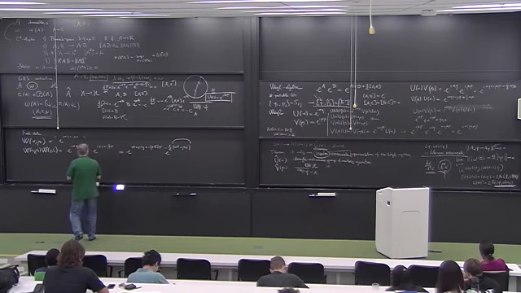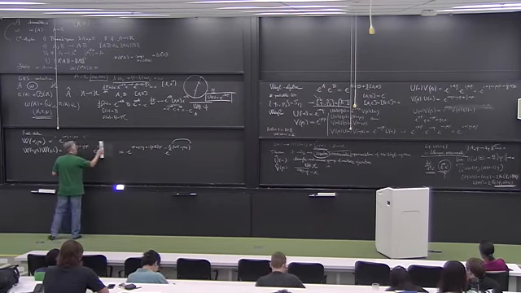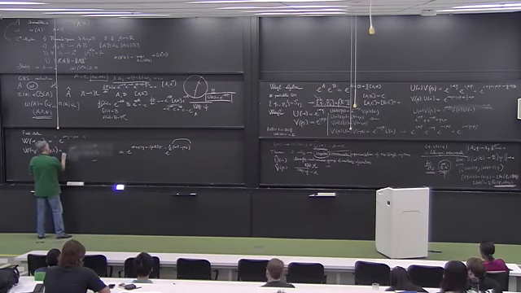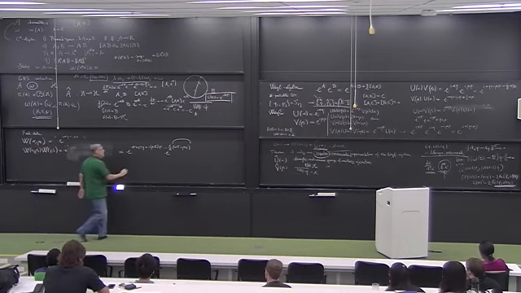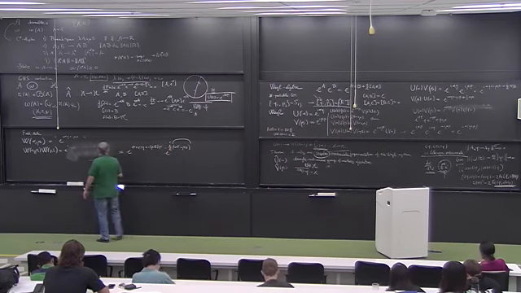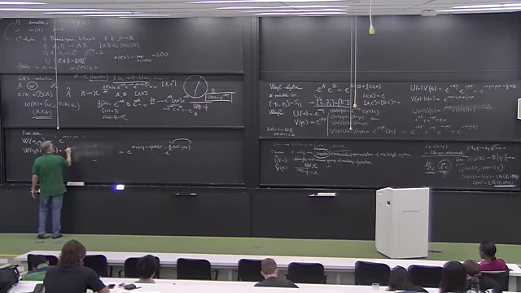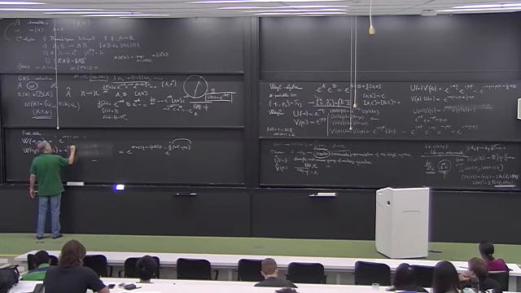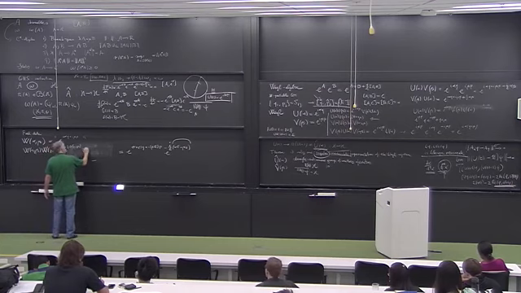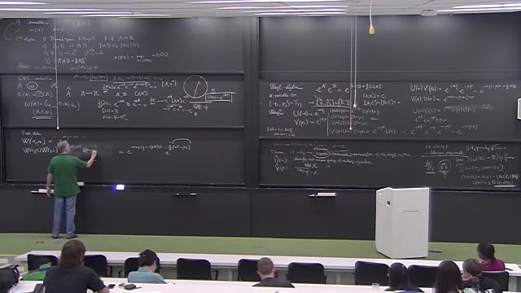So this is e to the i, there is an i here, over 2, alpha delta minus gamma beta, W of alpha plus gamma, beta plus delta.